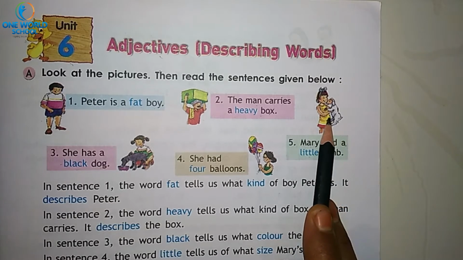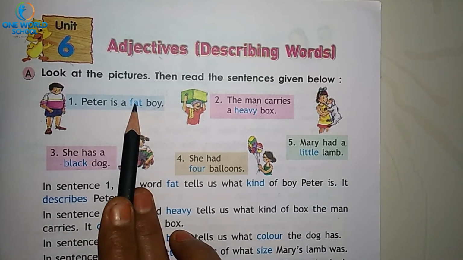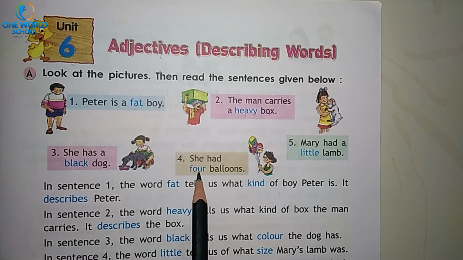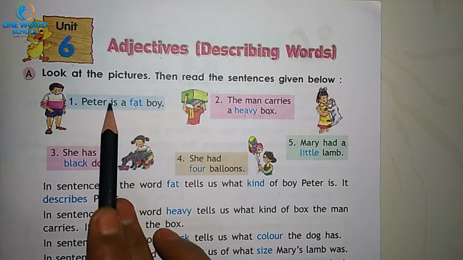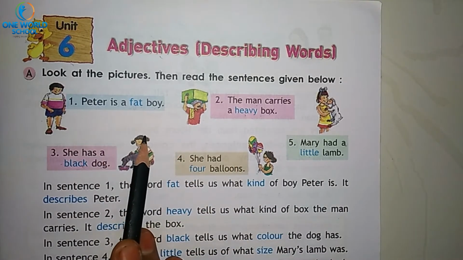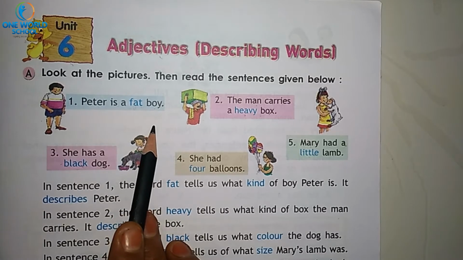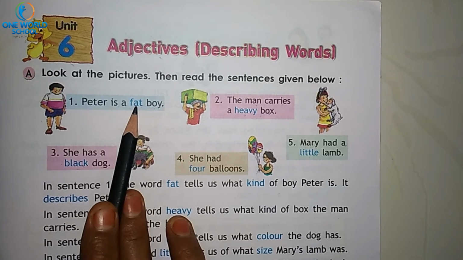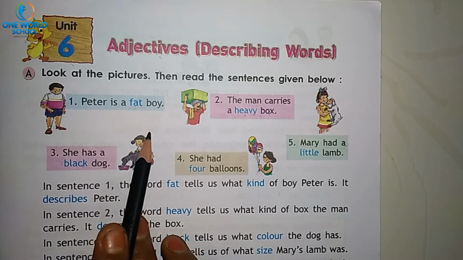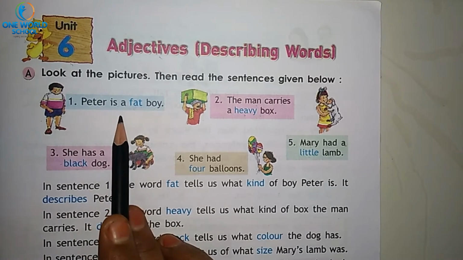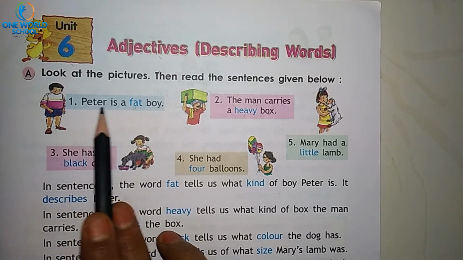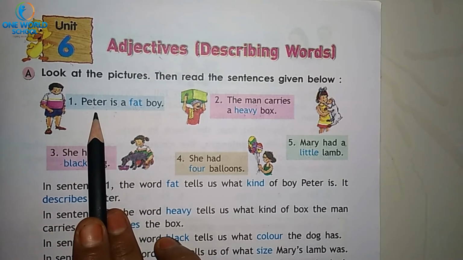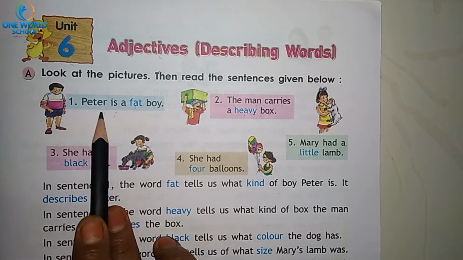Okay, students. So you just look at these words: fat, heavy, black, 4, little. So why have these words been written in blue color? Yes, one question may arise in your mind: why are these words in blue color? Before going to that section, I just want to ask you, in statement 1, which are the nouns? You just identify the words which are nouns.